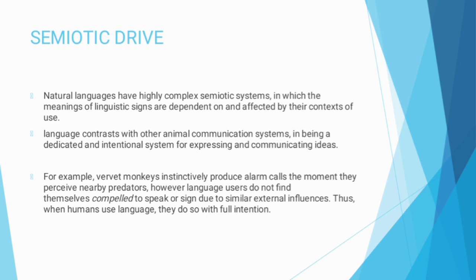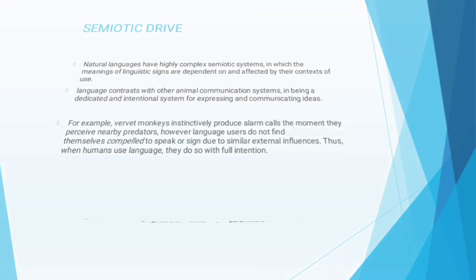Language contrasts with other animal communication systems in being a dedicated and intentional system for expressing and communicating ideas. For example, vervet monkeys instinctively produce alarm calls the moment they perceive nearby predators. However, language users do not find themselves compelled to speak or sign due to similar external influences. Thus, when humans use language, they do so with full intention.